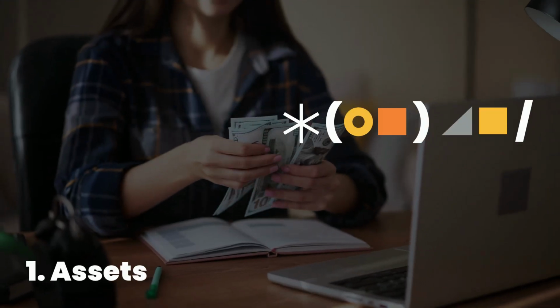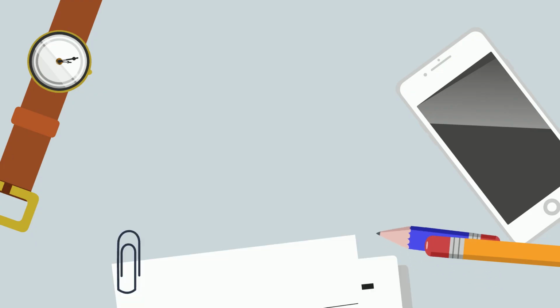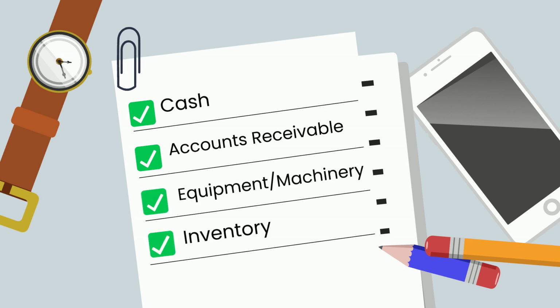Assets. Simply put, these are things the company owns that have economic value. Assets include cash, money owed to us by customers, that's accounts receivable, equipment, and the inventory we hold. They are resources used to generate revenue.